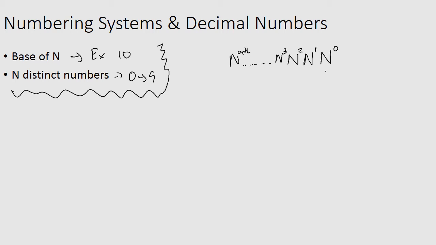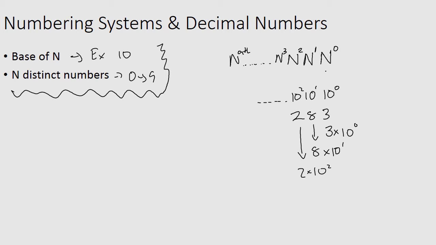So in our case, with decimal numbers, we have the rightmost being 10 to the 0th power. To the left of that is 10 to the 1, and to the left of that is 10 to the 2, and so on and so forth. So if we have a number, say 283, what that means is we have 3 times 10 to the 0th power, we have 8 times 10 to the 1st power, and we have 2 times 10 to the 2nd power.